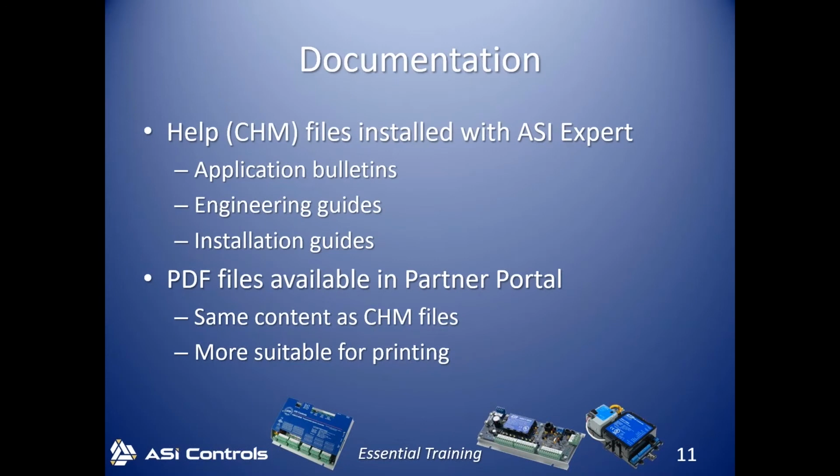As far as documentation goes, when we installed ASI Expert, there were some help files that were installed. And there's 3 different help files for the ASIC 1s. The application bulletins describe the various sequences of operation. The engineering guide has like a glossary of terms. So if you're unsure about what a setting does that you see in ASI Expert, you can look at the glossary in the engineering guide. It'll give you a brief description that should help you understand more about what it's doing.